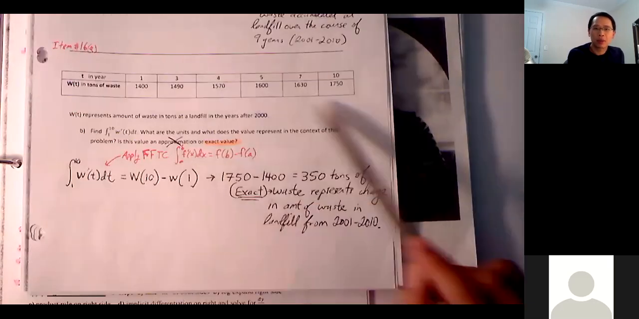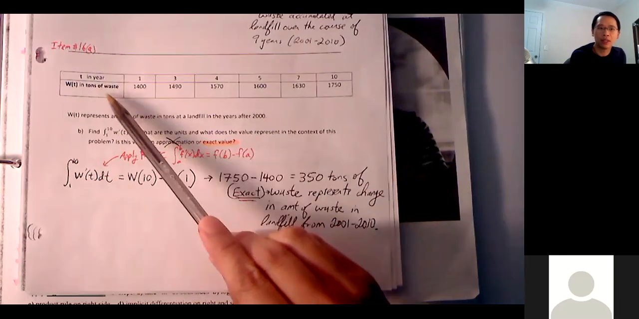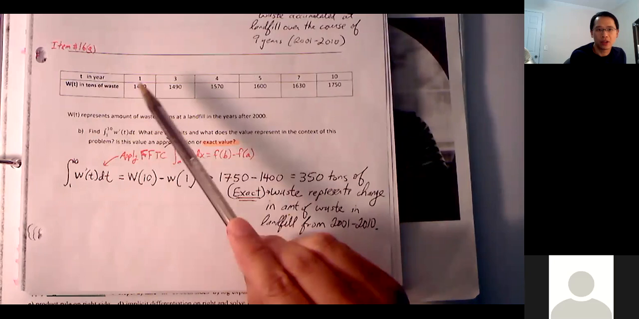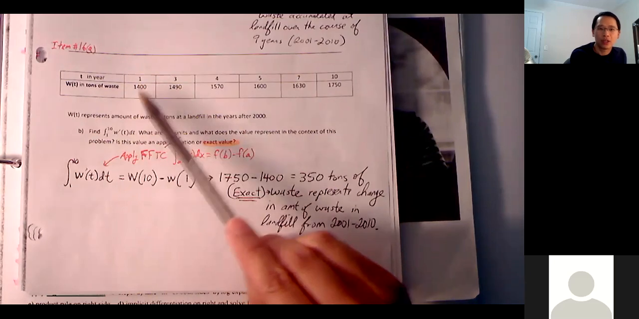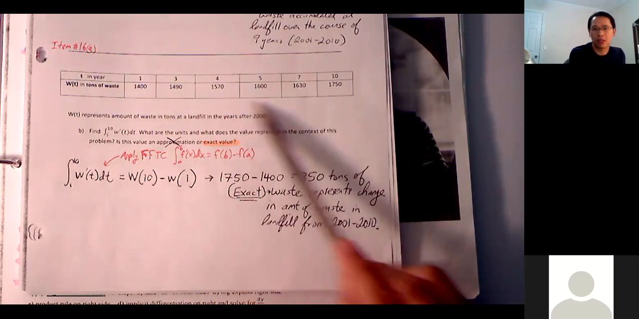But I want to show you what we do with this next example. Now here in the table of values, let's say I don't give you W prime, I give you the actual amount in terms of the waste. So let's say year 1, there's 1,400 tons. Year 3, there's 1,490 tons in the landfill. Okay, we see it going up, but it's a different unit.